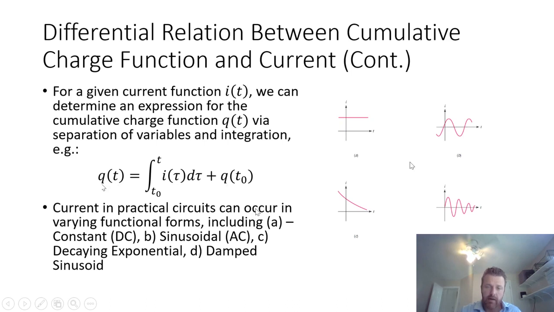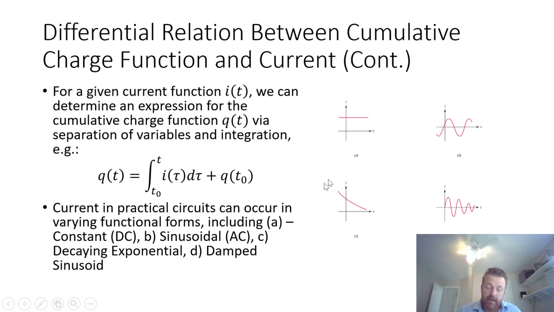So one thing that you want to be aware of is how currents actually exist as functions of time in practice. They can be constant, as you see here. This is what is referred to as a direct current, or a DC current. They can oscillate or be sinusoidal over time. Since the polarity or the sign of the charge is changing from positive to negative, we will call this an alternating current, or an AC current.